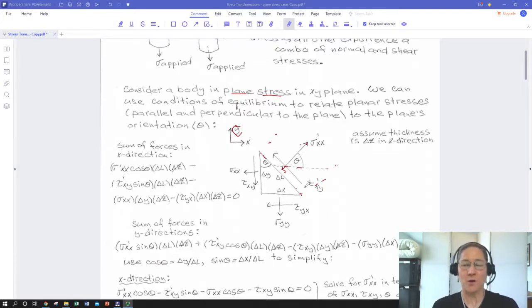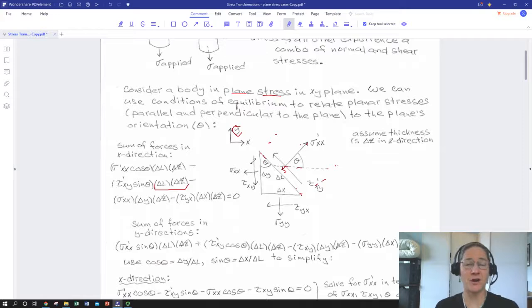Then we've got, opposing it, the corresponding x component of our shear on our new plane, so our tau xy prime. Because this is acting at a different angle, to get the x component of tau, we take sine of theta, because tau is at 90 degrees to sigma on any plane, but it's acting on a plane of the same area, that delta L delta z area.